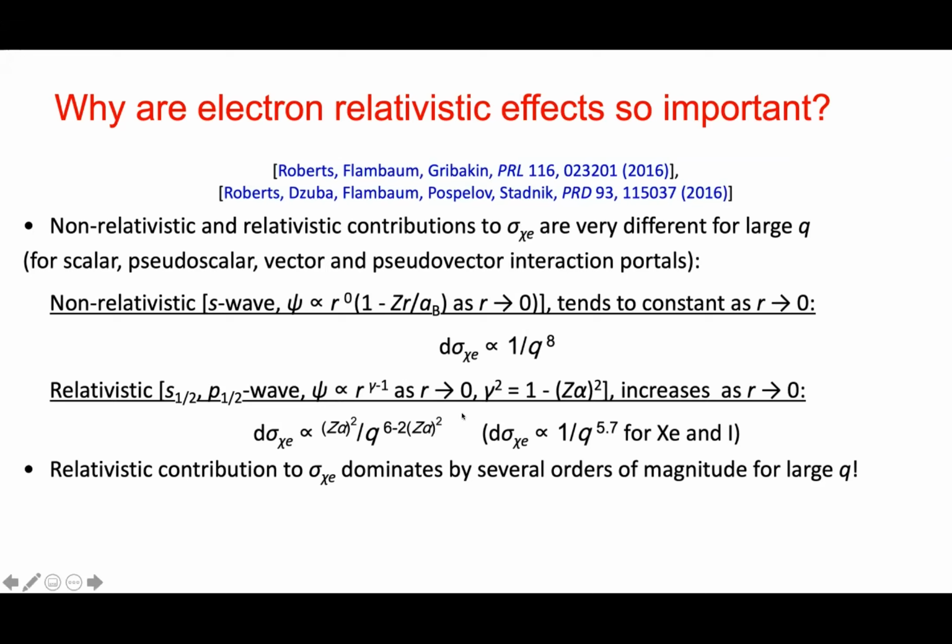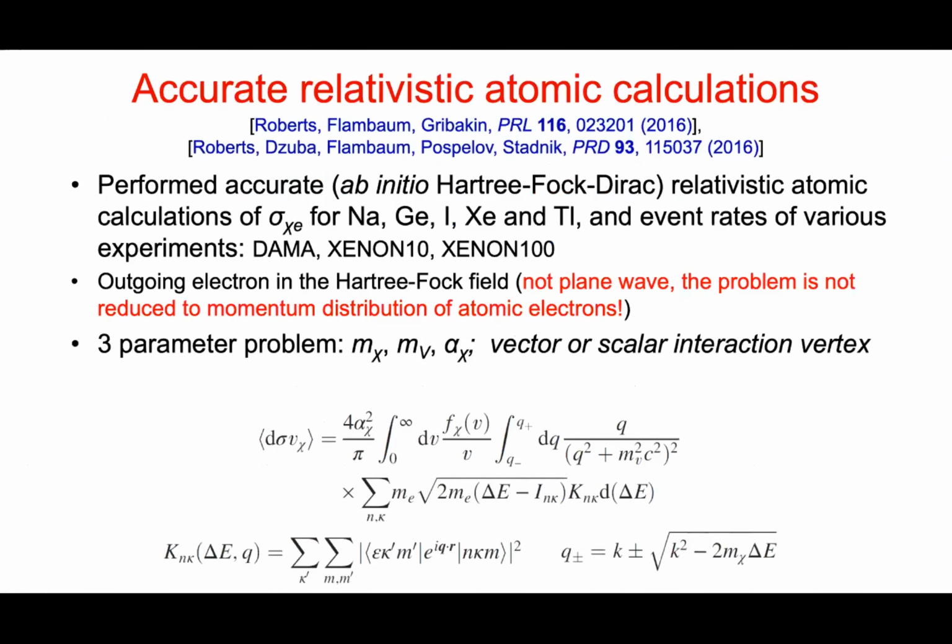The power becomes 6 minus 2Z squared alpha squared. So the decay with increase of momentum is very different in the relativistic case. It's 5.7 in the case of xenon and iodine, which are neighbors in the periodic table, so it's approximately the same power. A power of 5.7 instead of 8 gives you dramatic changes. So as I said, up to 3 orders of magnitude in the interesting area of momentum. Of course, we derived the proper formula for this, and the formula depends on atomic structure factors, here with K.